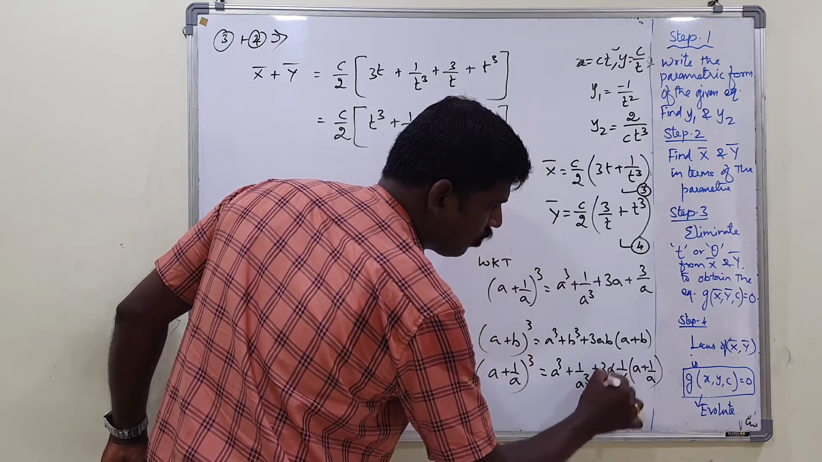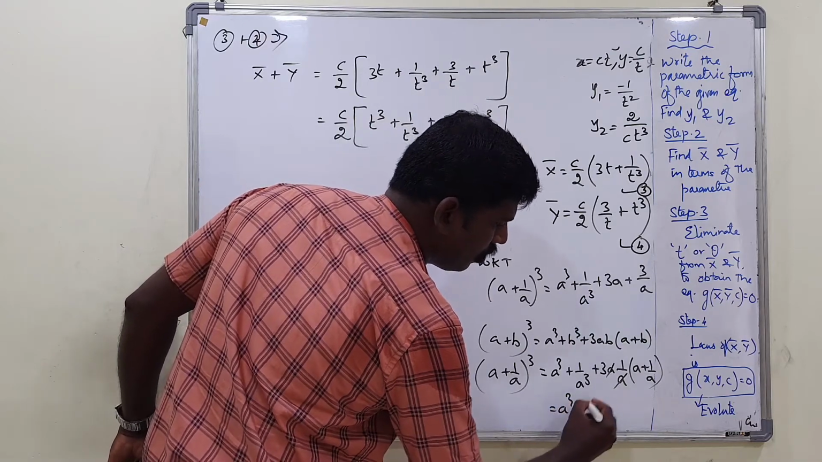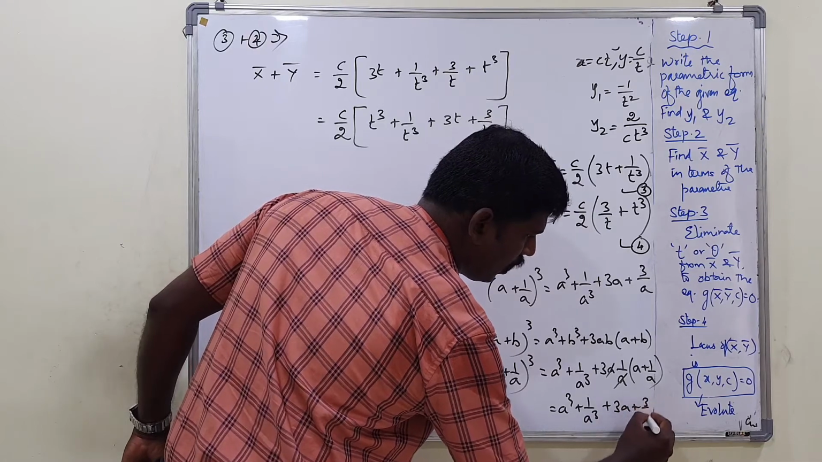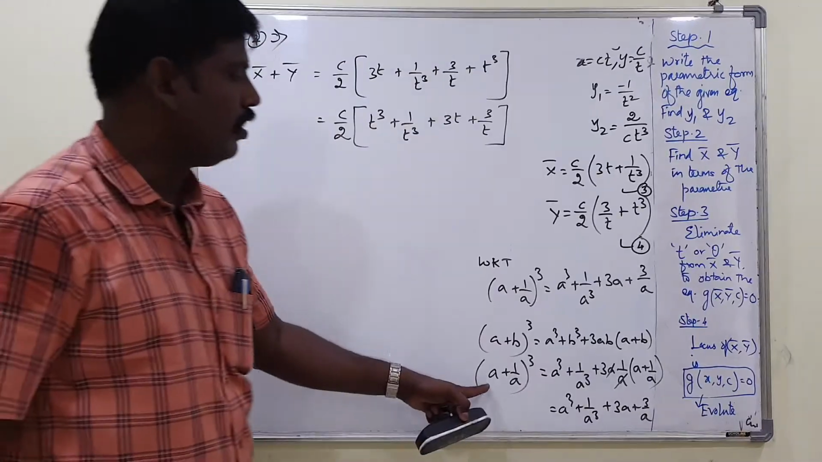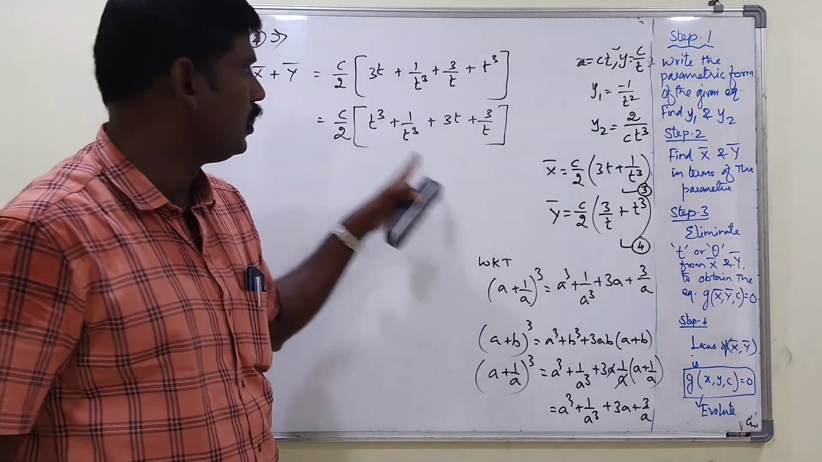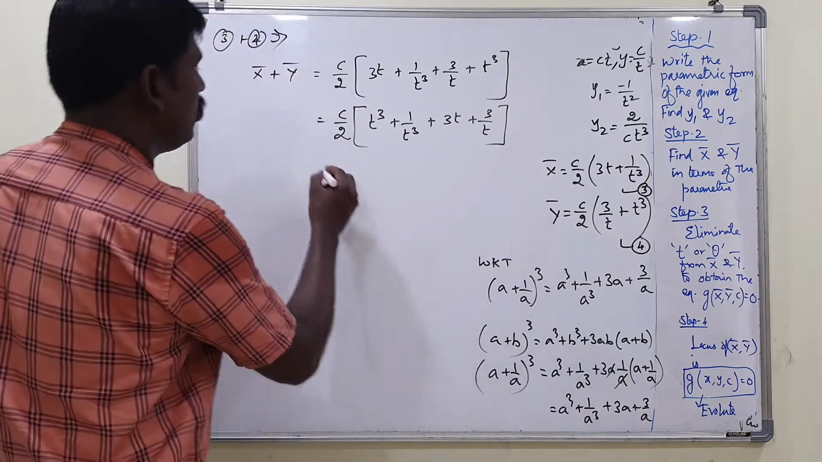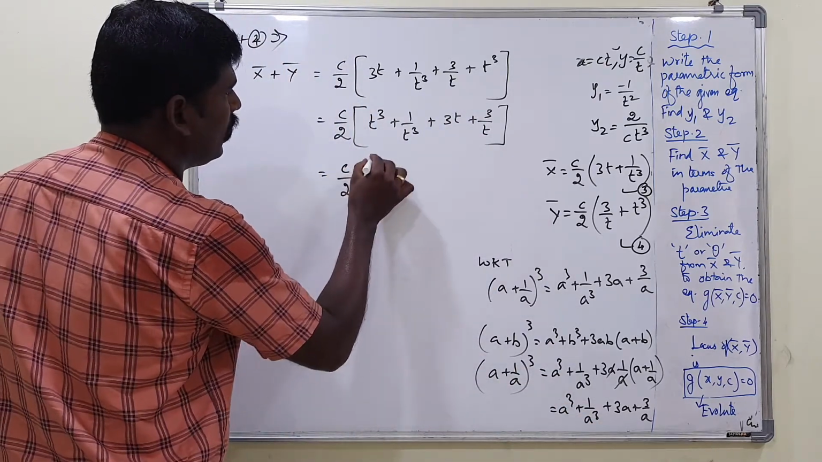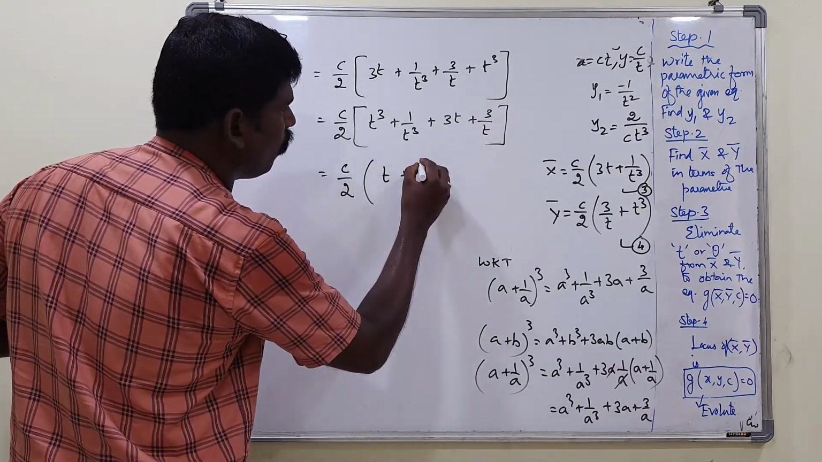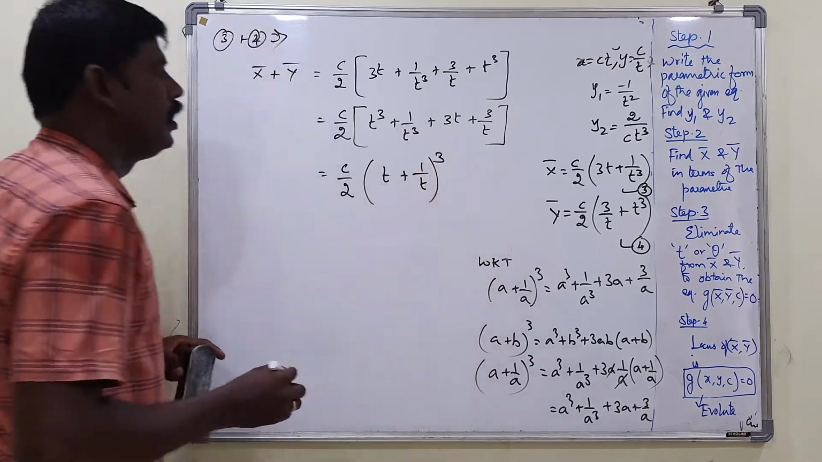I can strike out this a with a. Multiply these three inside the bracket. So a cube plus 1 by a cube plus 3a plus 3 by a. So that is the value of a plus 1 by a the whole cube. By replacing a by t, you can get this result. Same like that, this can be written as c by 2 into, a is t and b is 1 by t, so t plus 1 by t the whole cube.